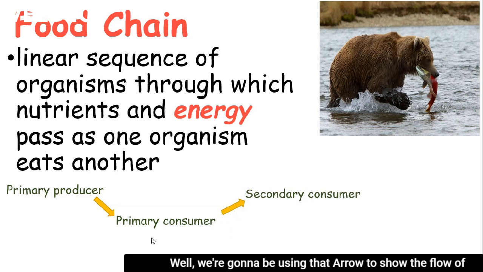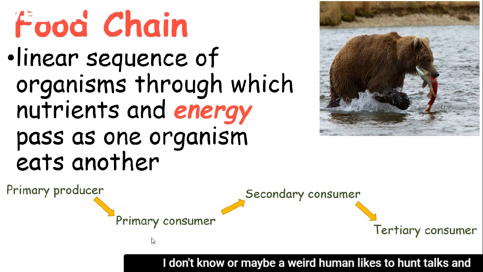Well, we're going to be using that arrow to show the flow of energy from the primary consumer, the rabbit, flowing into the secondary consumer, which is the hawk. And let's say there was another larger bird, or maybe a human who likes to hunt hawks, and they consume the hawk. Well, we will be using that arrow to show the flow of energy going from the hawk to the tertiary consumer.